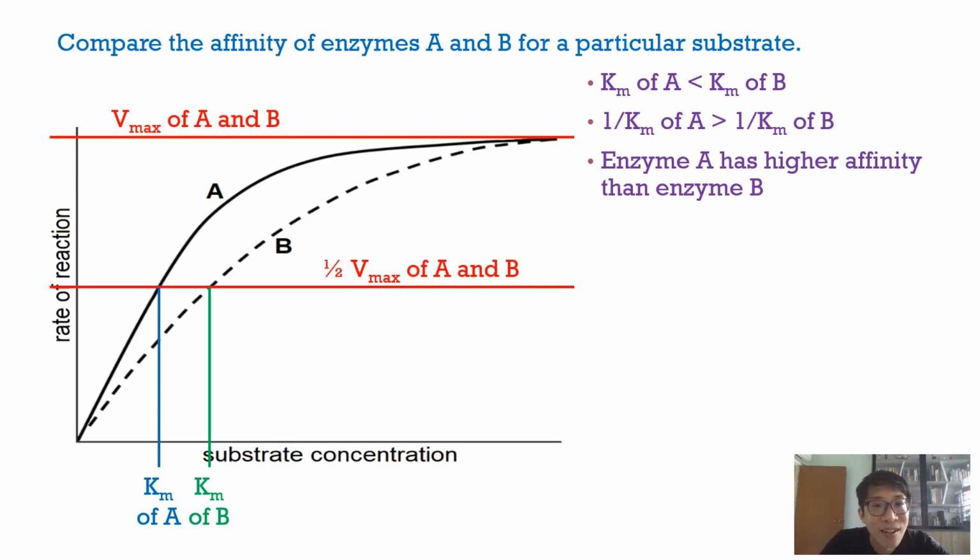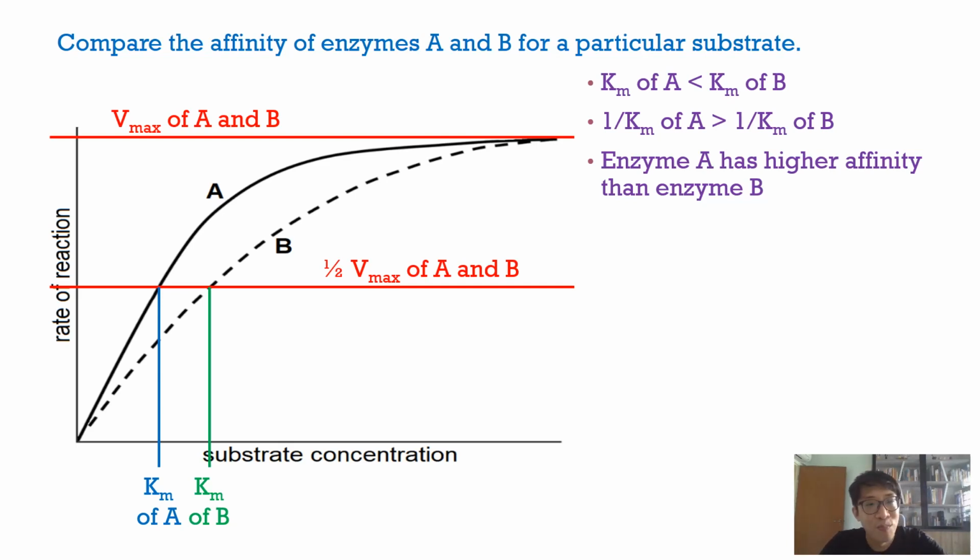It is easier for the substrates to bind to enzyme A than enzyme B. That's why, if you look at the graph, for the same substrate concentration, the rate of reaction is higher for enzyme A compared to enzyme B, until the substrate concentration is very high and both enzymes become saturated. Then they achieve the same maximum rate of reaction, regardless of enzyme affinity.